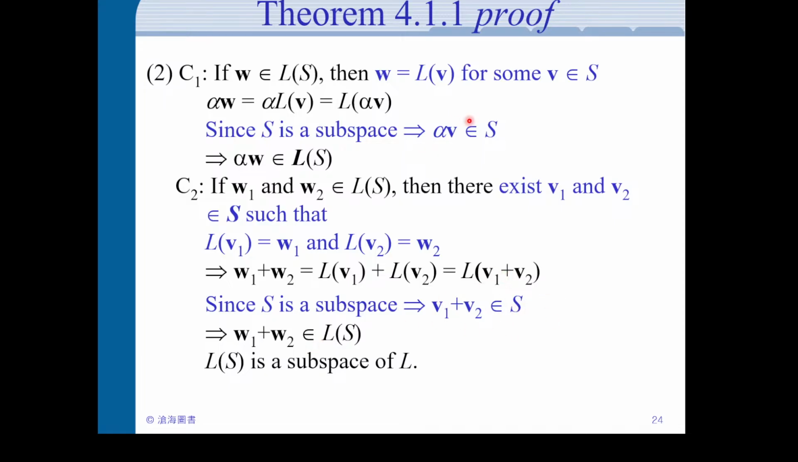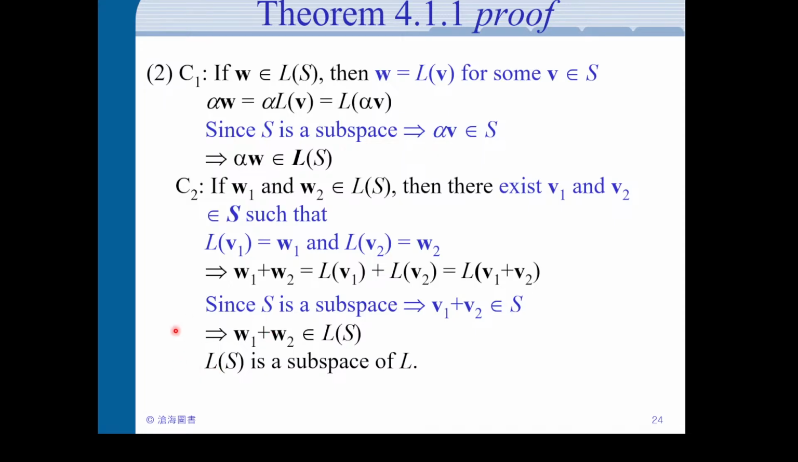So basically the closure property of S will translate to the closure property of its image, the image L of S. So if alpha V is inside S, this will mean alpha W will be inside L of S, and V1 plus V2 inside S will go to W1 plus W2 inside L of S. And anyway, we prove that L of S is also a subspace because it's closed under scalar multiplication and vector addition.